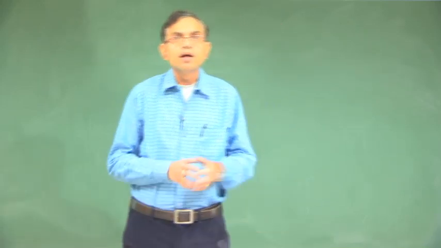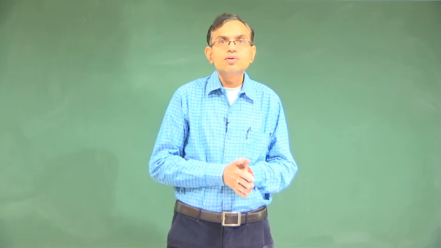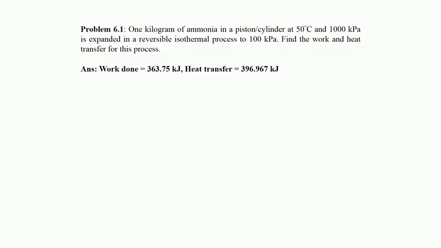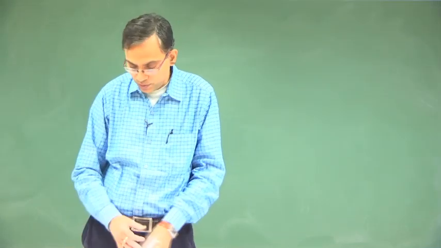The first problem is going to be displayed in the slide. You can refer to this problem 6.1. 1 kilogram of ammonia in a piston cylinder at 50 degree centigrade and 1000 kilopascal is expanded in a reversible isothermal process to 100 kilopascal. Find the work done and the heat transfer during the process. This problem appears to be very simple, but I will show you where novice students fall in a trap in solving this kind of problem.